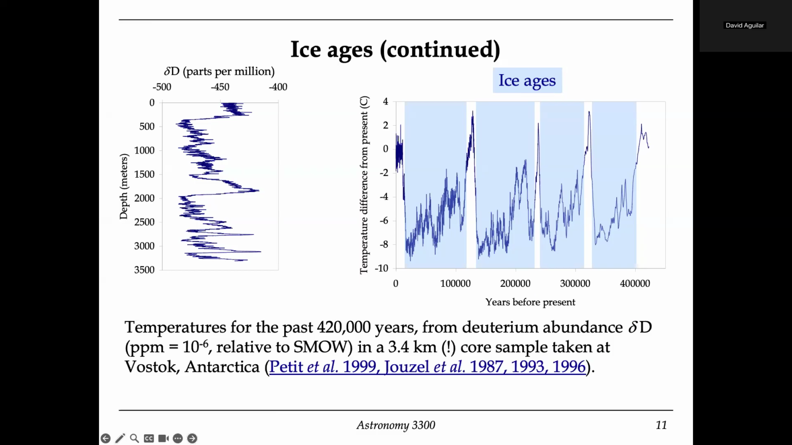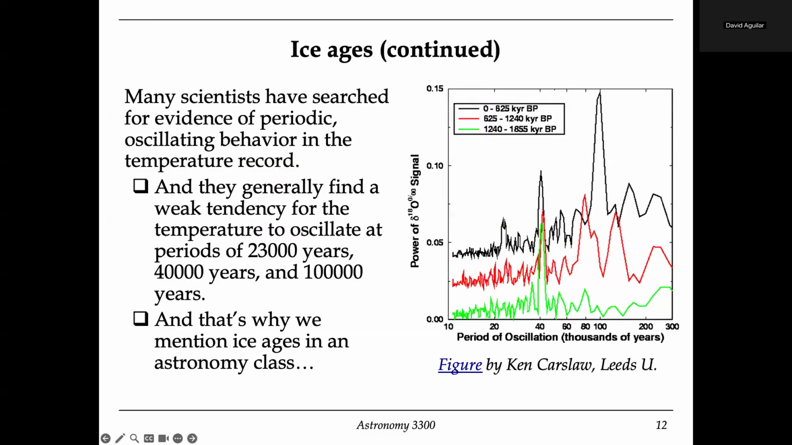So here it already looks like there are some peaks and troughs. People were like, I wonder if there is any Fourier structure in that. And here's what it looks like. You see this? These are basically the power modes. So this is all periods of oscillation in terms of thousands of years. And look at this peak at 40. A strong peak at 40,000 years.